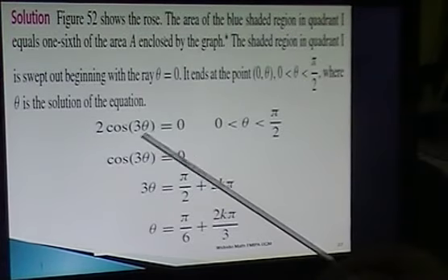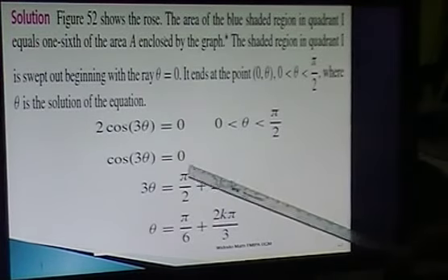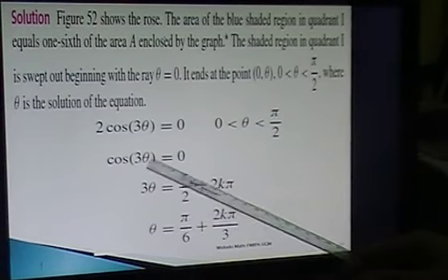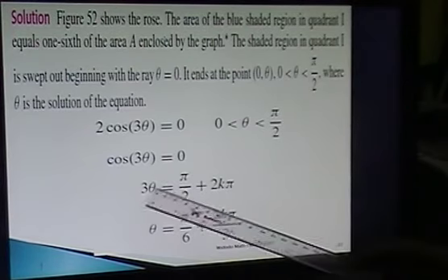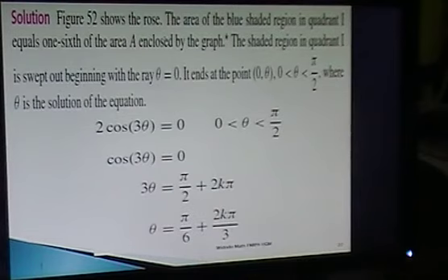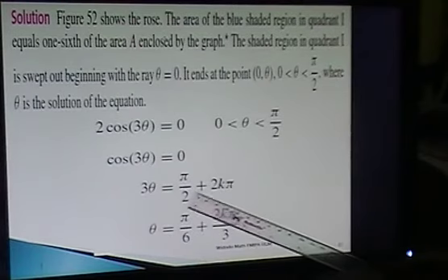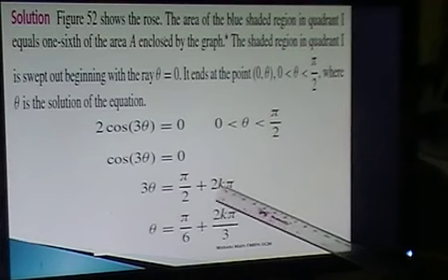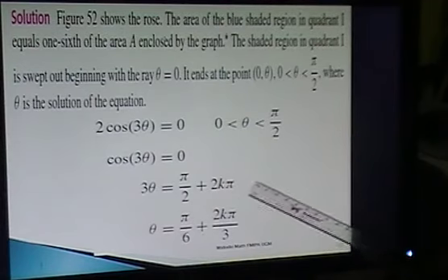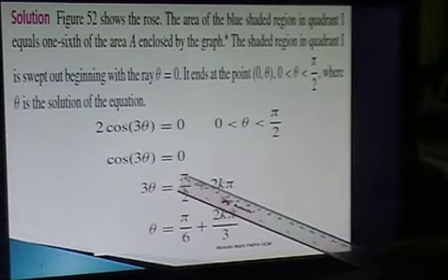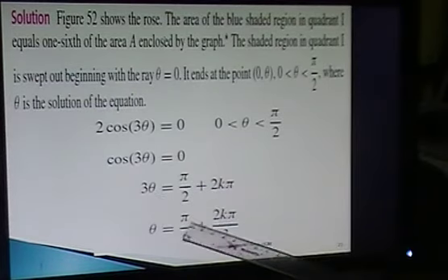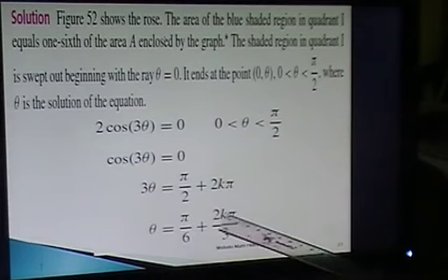If the 2 cos 3 theta is equal to 0, that means cos 3 theta is equal to 0, because 2 is not 0. And the 3 theta is equal to phi divided by 2 plus 2k phi, where k is equal to 1, 2, 3, and so on. So that the theta is actually phi divided by 2 divided by 3. So phi divided by 6 plus 2k phi divided by 3. This is the theta.